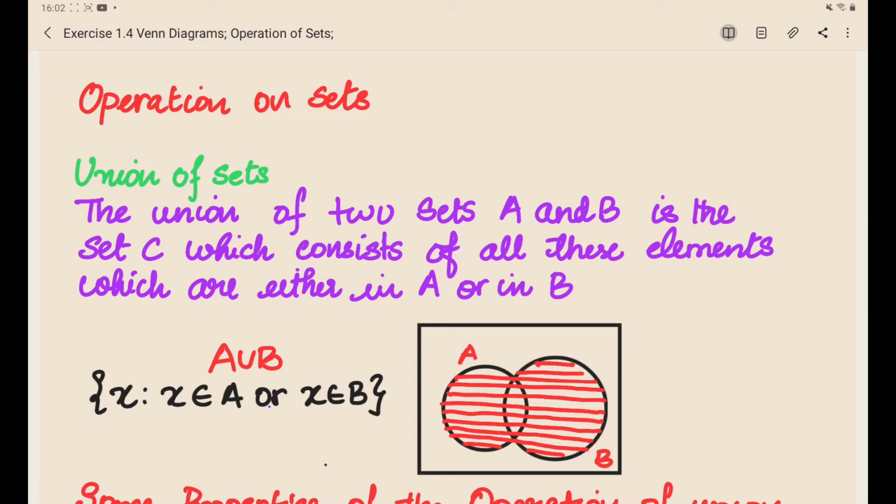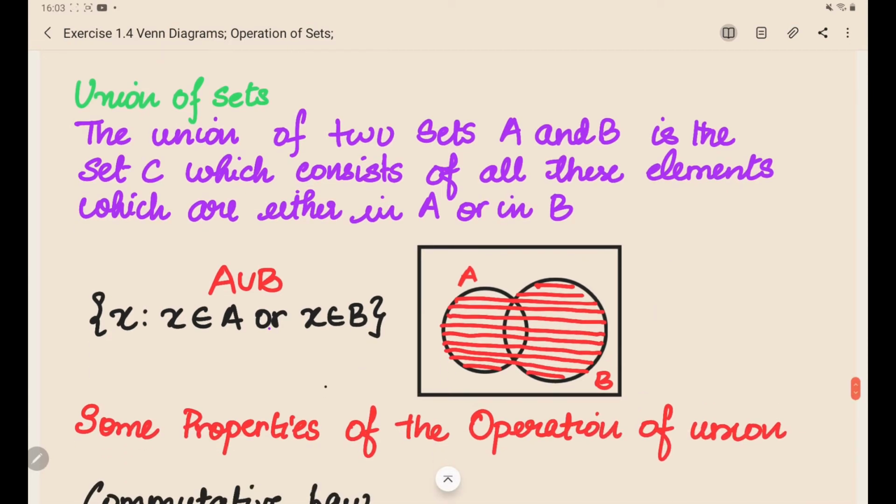The union of two sets A and B is a set C. So from the two sets we have derived another set, that is the set C, which consists of all the elements which are either in the set A or in B. You can see that in this figure. Both the sets A and B are marked with red lines. These red lines mean that this is a new set, A union B, and in this set there are all elements which are either in A or in B. So this is the union of sets.